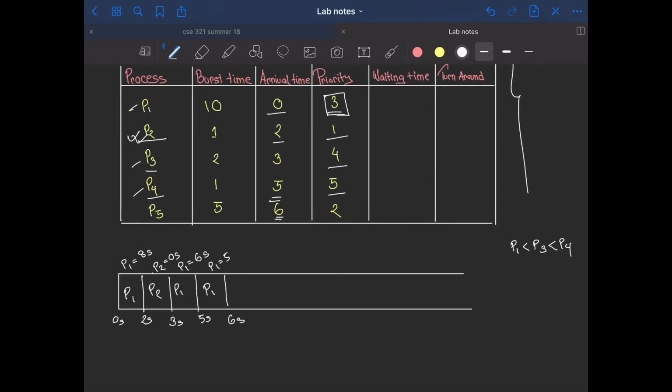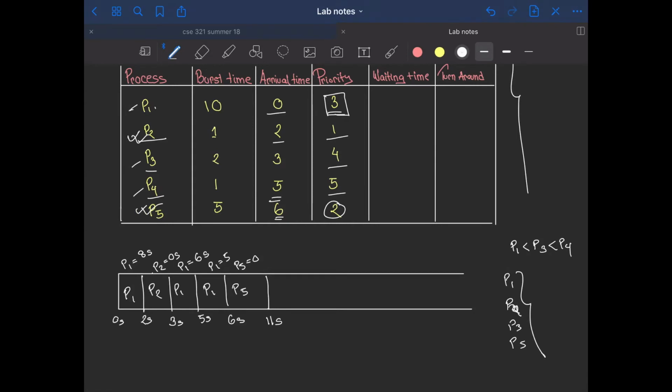At the 6th second we have another process, which is P5. Now among P1, P3, P4 and P5, which one has the highest priority? Of course P5, because it has the value of 2. P5 has the best priority among all the processes, and there is no process coming in anymore, right? So P5 would work for 5 seconds, which means we would go up to 11 seconds, and P5 wouldn't have anything remaining. So we are done with P5, right?